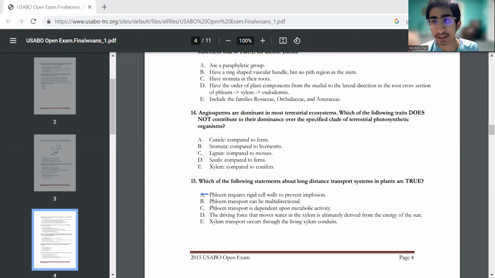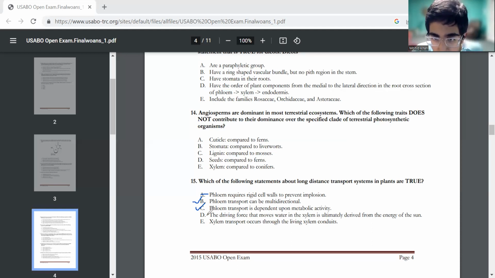If you look at the source and sink sugar transport system within phloem, I think that's mentioned between chapters 35 and 39 in Campbell's. This is a correct statement. And then phloem transport is dependent upon metabolic activity. Well, this is of course true, because phloem transport requires ATP, and you're going to get that ATP from metabolic activity. So C has to be true. Clearly, this might not be a one-answer question. Maybe I'm going to have to keep in the back of my mind that these questions might have more than one answer.